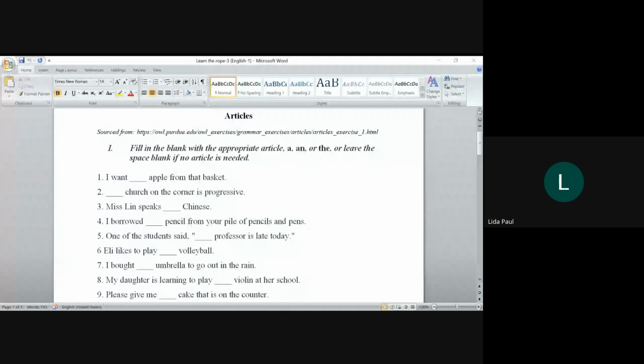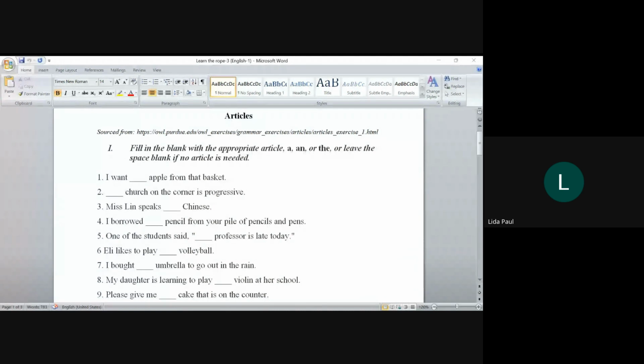Yeah, okay, I think that is fine. Then the ninth one, please give me dash cake that is on the counter. This is also easy. The cake. The cake, right? Again, this is very similar to the second question that we did, right? The church in the corner is progressive. Remember that one? Yes, ma'am. Right. So this one is also very similar.